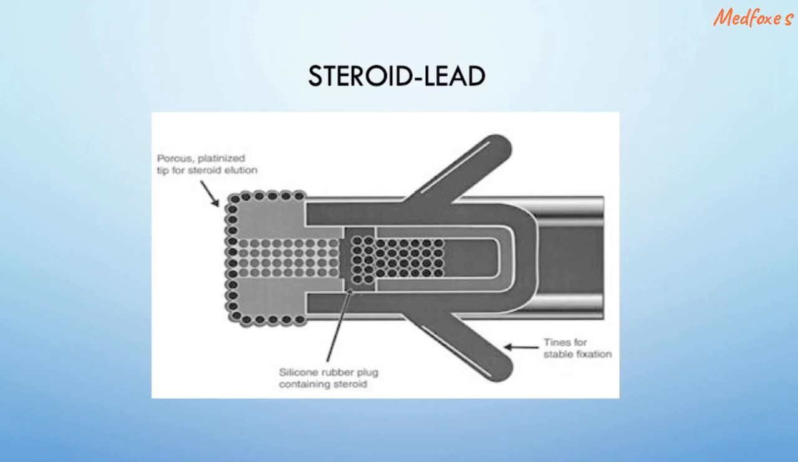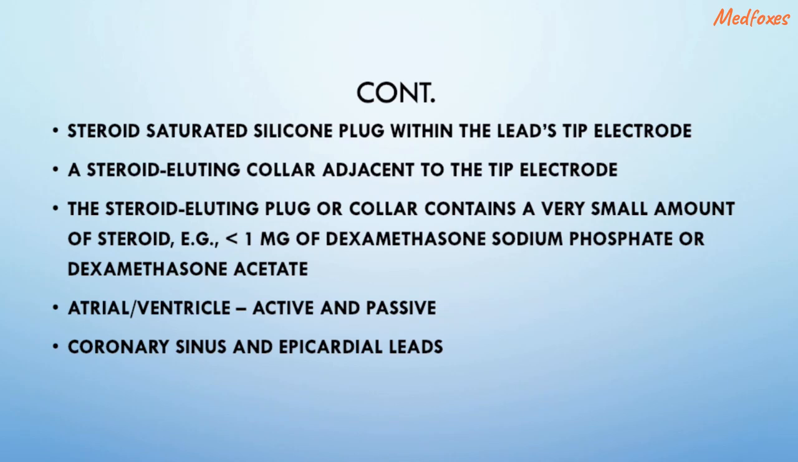This is a diagrammatic representation of a steroid eluting lead. The steroid is slowly eluted through the pores of the platinized tip of the silicone rubber plug. Steroid elution has been the most successful and most widely used method for threshold reduction. It has been accomplished in several ways, such as from a steroid saturated silicone plug within the lead tip electrode, or from a steroid eluting collar adjacent to the tip electrode.